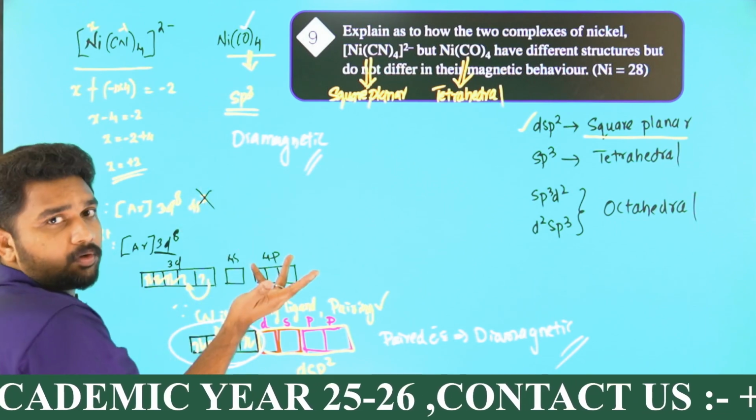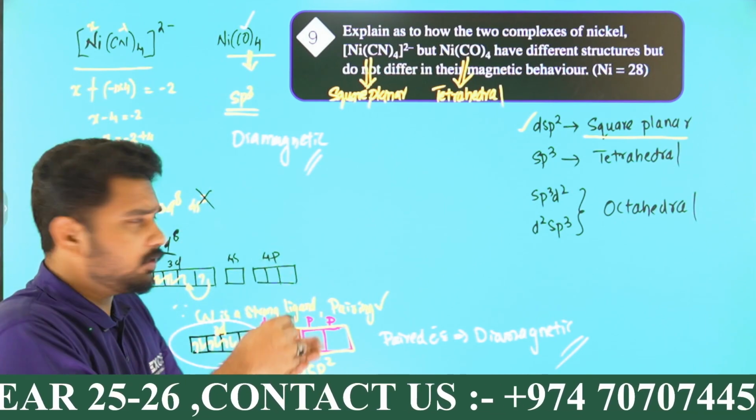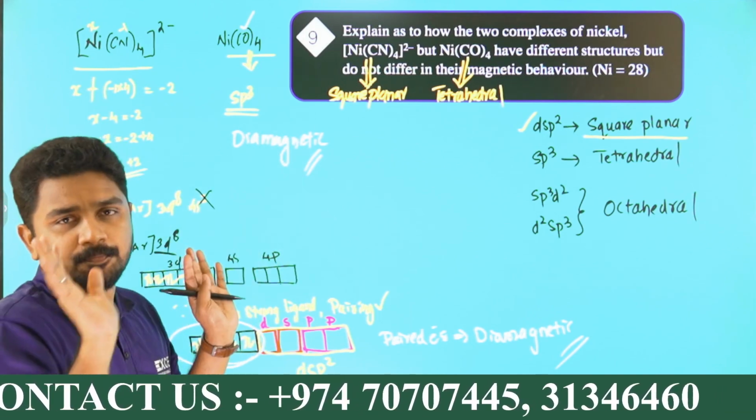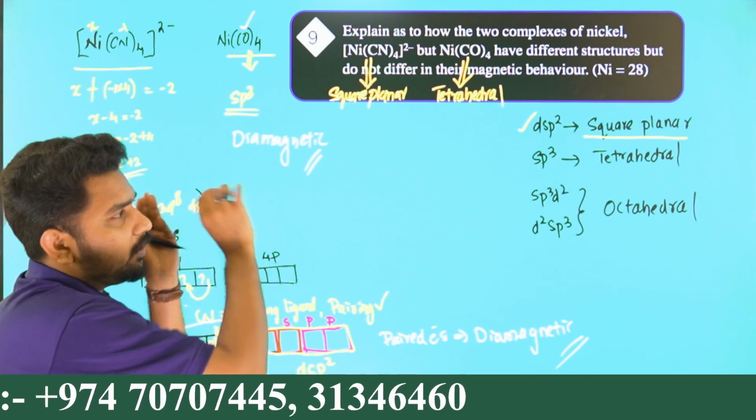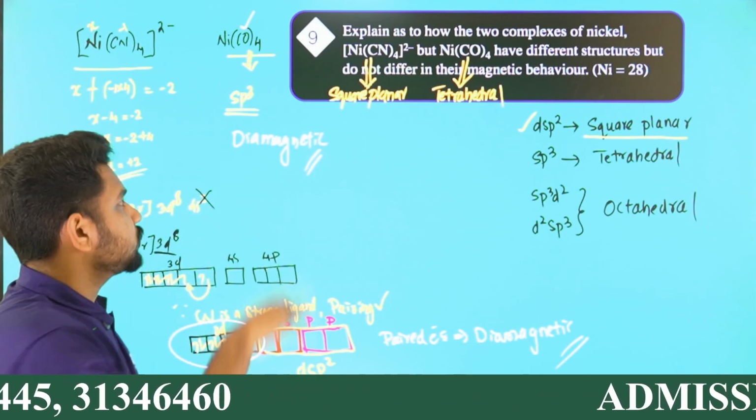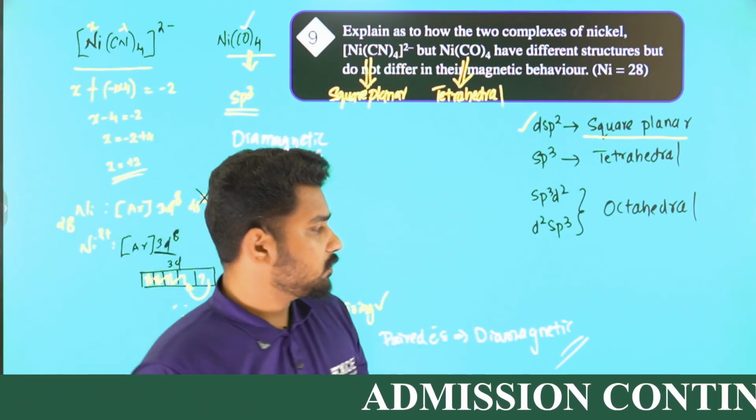In nickel tetracarbonyl also there is no unpaired electron. There will be pairing. You can do it in the same manner we did already, right? Try it. You can see after pairing, everything will be paired electrons. There will be no unpaired electrons. So that's why this is also diamagnetic. That's it.